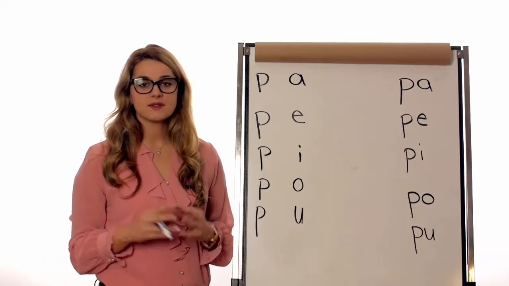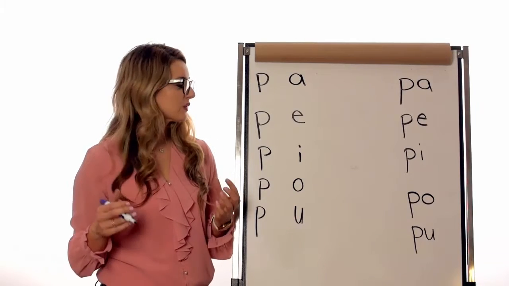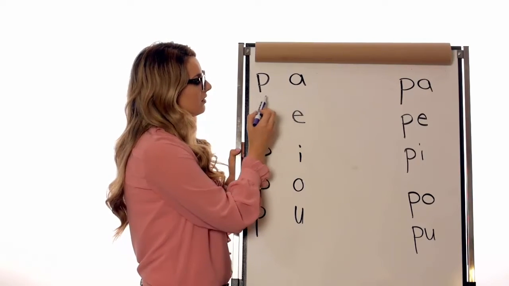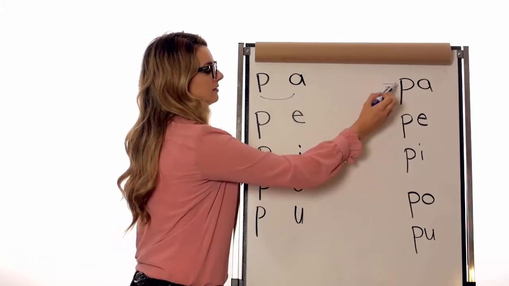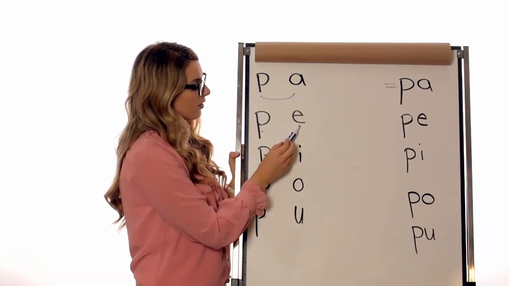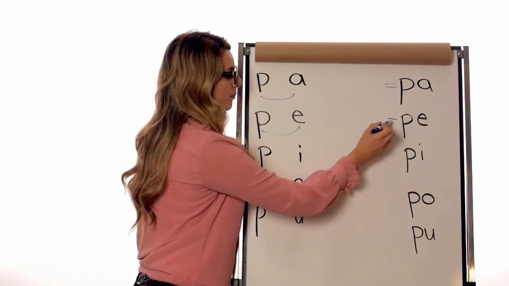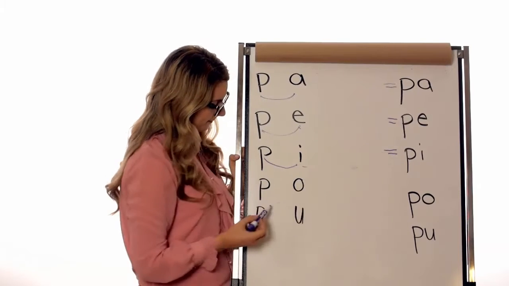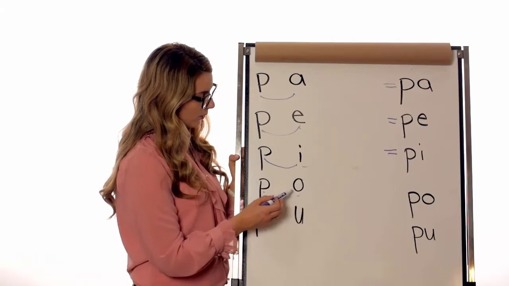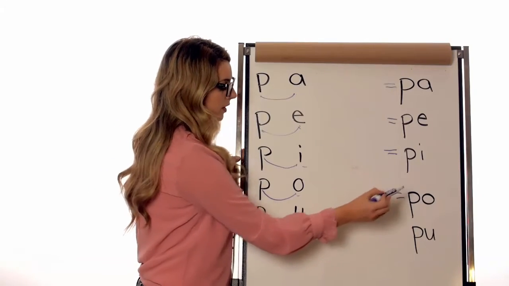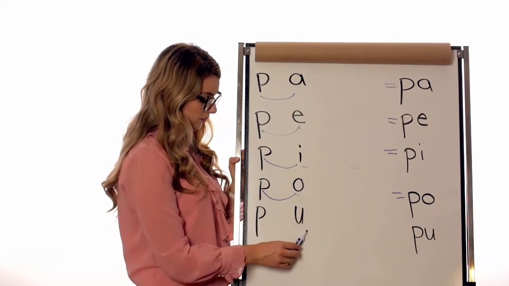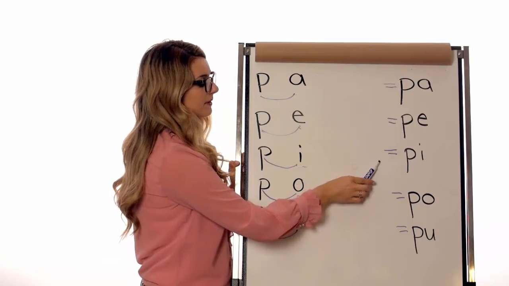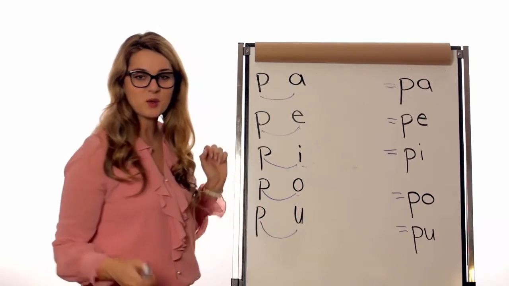So P makes the sound p. So let's figure out these sounds. Pa, pe, po, pu. Pa, pe, po, pu. Okay, wonderful.